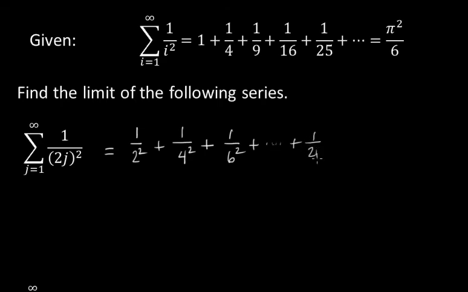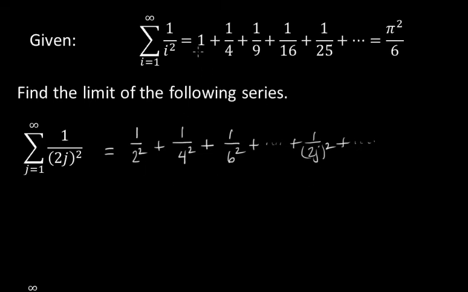Plus 1 over 2j squared plus, and on forever. And that is equal to, oh, well, we don't know what it's equal to. Sorry about that. Let me go back and erase that. Okay, so we want to know, what is this?